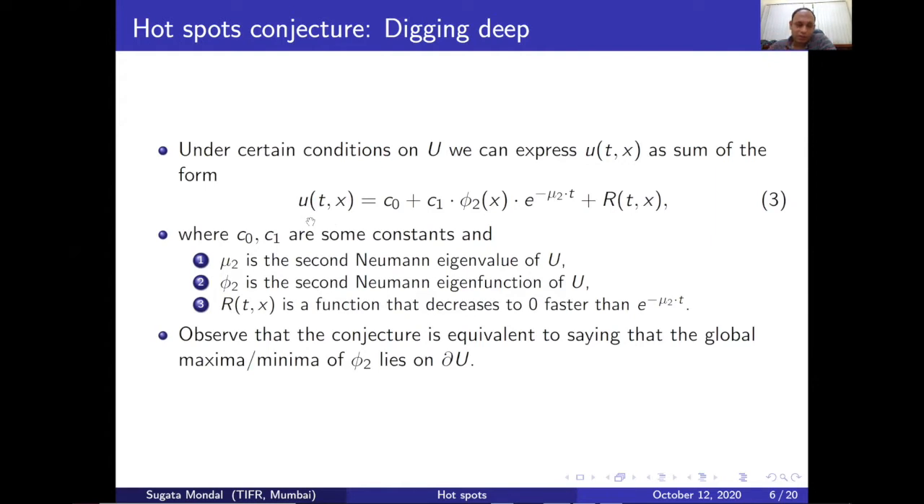I mean, not really, they don't have the same global extrema, but the global extrema of this thing would be lying close to the global extrema of this one. So once we have this kind of interpretation or expression, we can conclude that the conjecture says that the global extrema of the second Neumann eigenfunction in this particular case, this phi2, cannot lie in the interior of the domain. Because if it does, then for every value sufficiently large, all the global extrema of this function would lie close to that particular point. So that would imply that they cannot lie very close to the boundary of the domain.